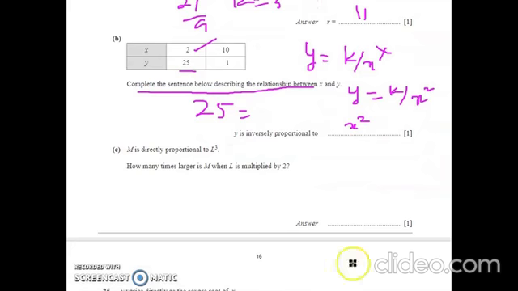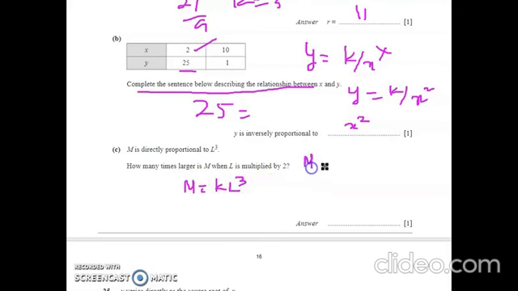M is directly proportional to L cube. M is equal to KL cube. How many times larger is M when L is multiplied by 2? So initially M is KL cube, right? Let's see how many times it will become larger.